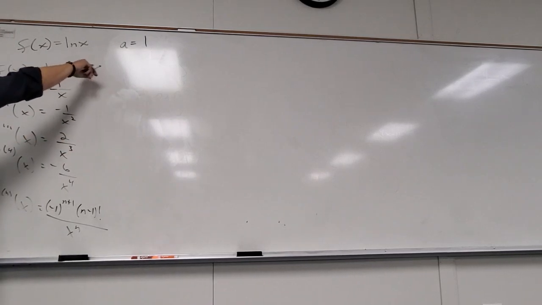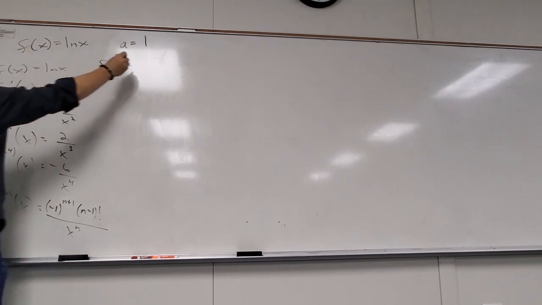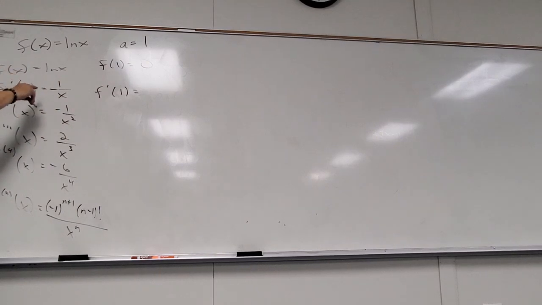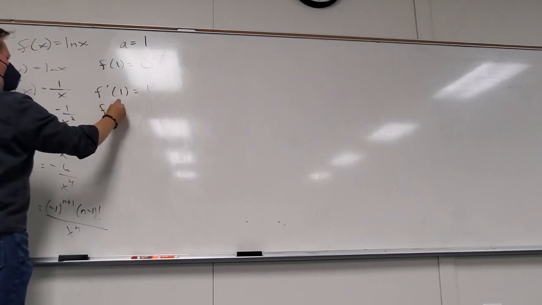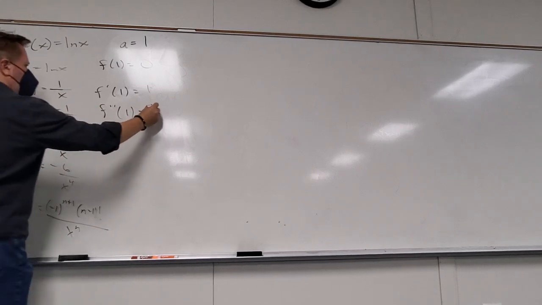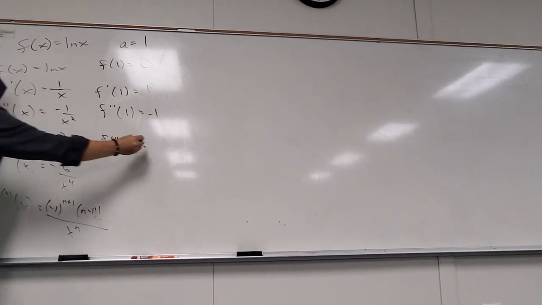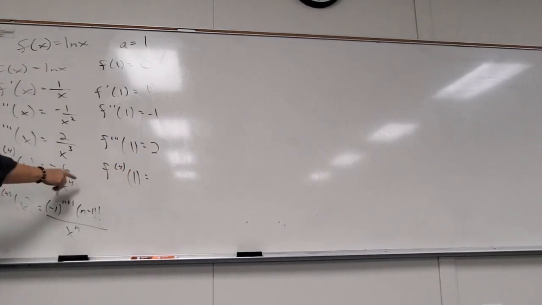Now let's put some numbers in. What's f of a? 0. What's f prime of a? 1. F double prime of a: negative 1. F triple prime of a: 2. F quadruple prime of a: negative 6.